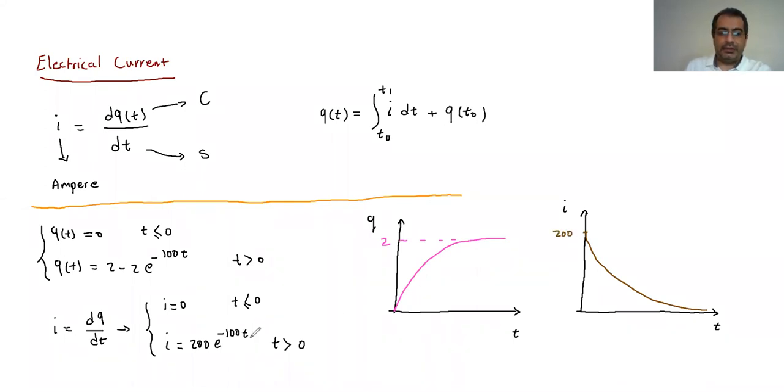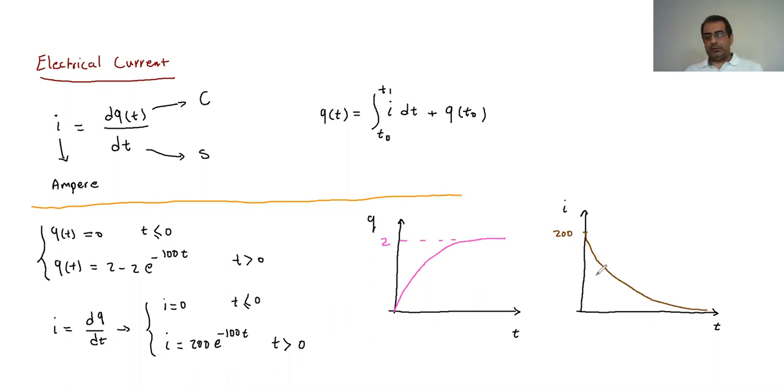And you see here, if the T goes to infinity, if T becomes a very, very large number, this term becomes zero, and then the I becomes zero. So that's how we have it.